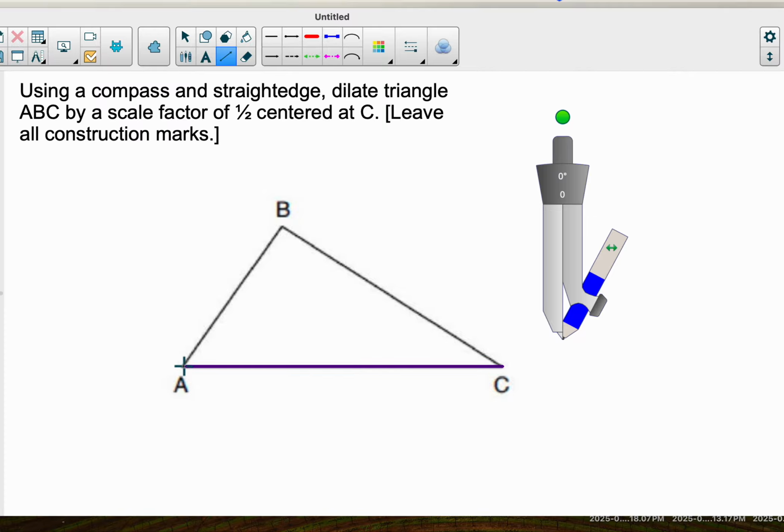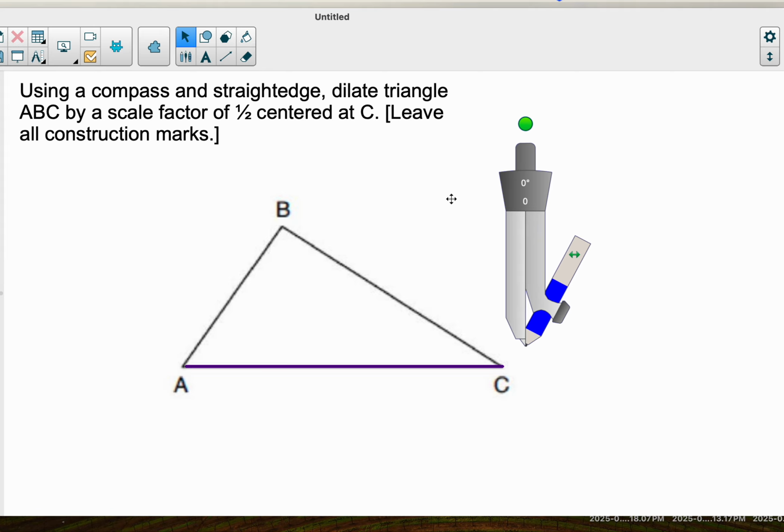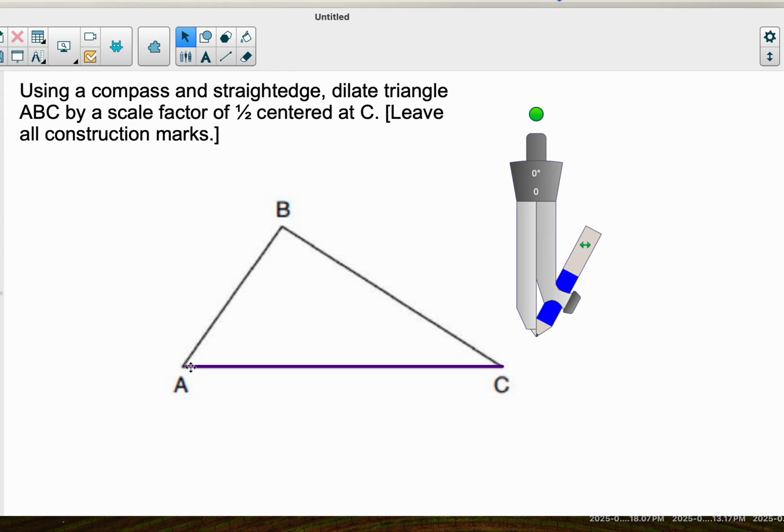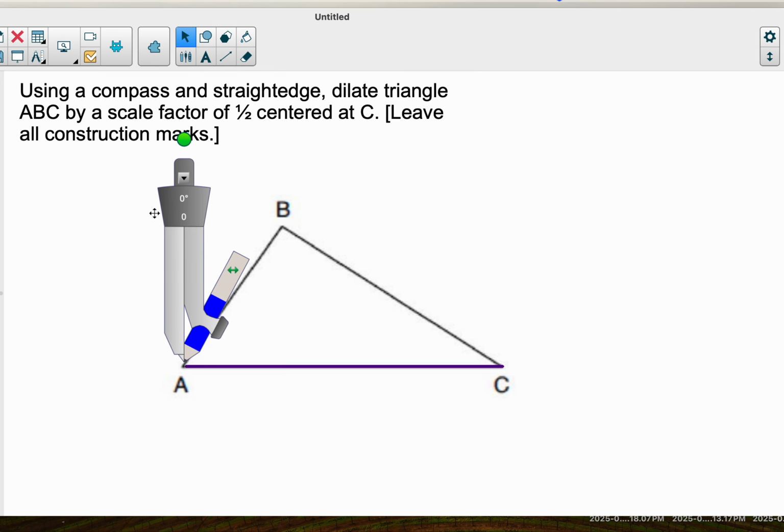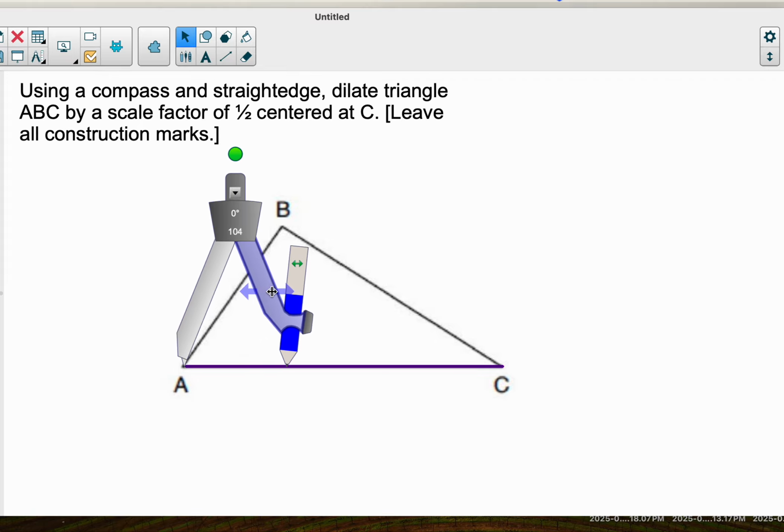Instead of moving point A further from point C, like we did for the scale factor of 2, we're actually going to move it closer to point C. We're going to move it halfway closer. So what we need to do is find what half the distance is from A to C. And we're going to do that by making a perpendicular bisector, because that's going to cut it in half, find the midpoint, so we can see what half the distance is.